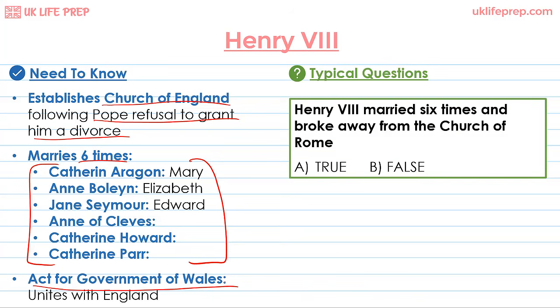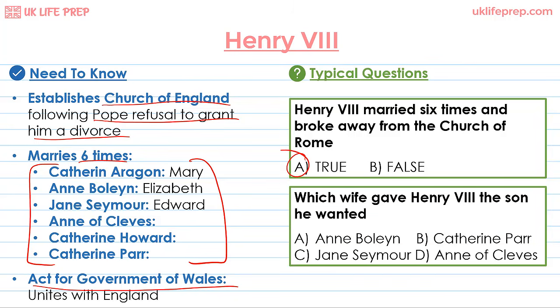Looking at some typical questions, the first question reads, Henry VIII married 6 times and broke away from the Church of Rome. We saw that this was true. The next question reads, which wife gave Henry VIII the son he wanted? We saw that Jane Seymour gave him Edward.